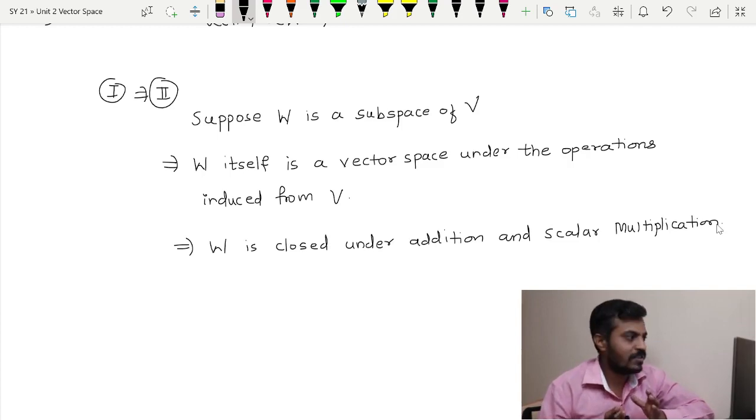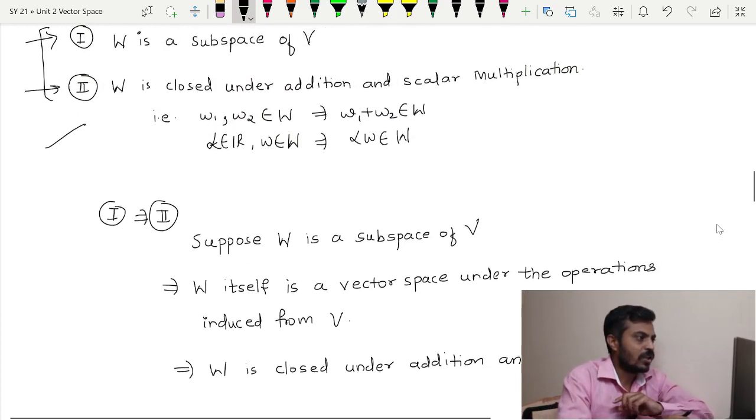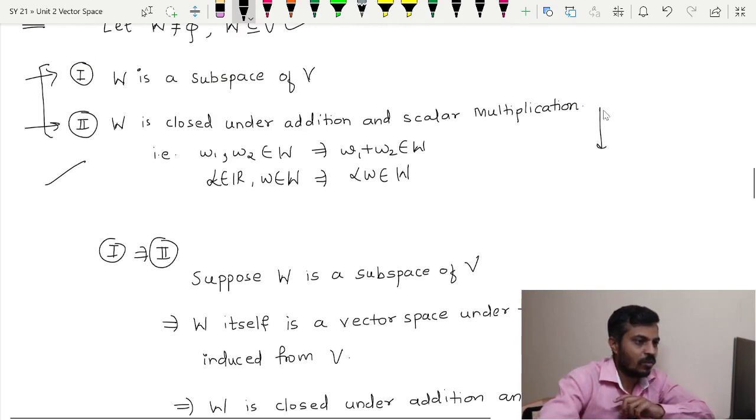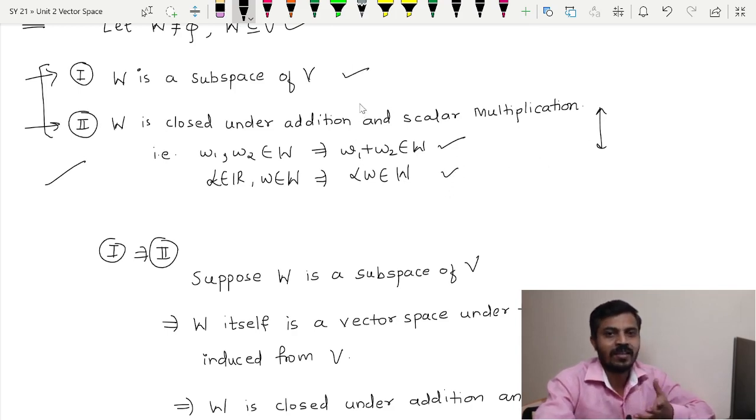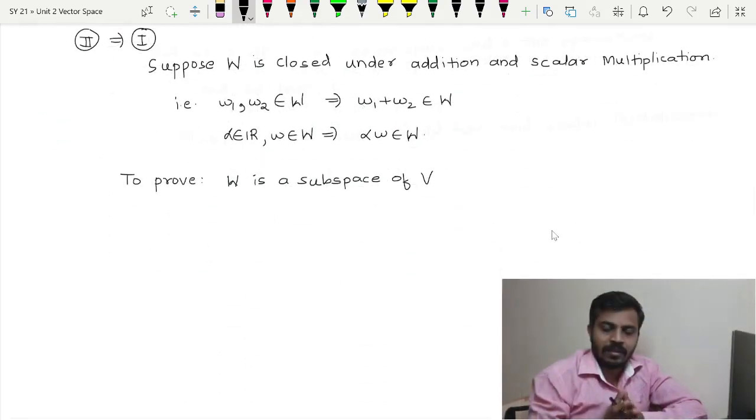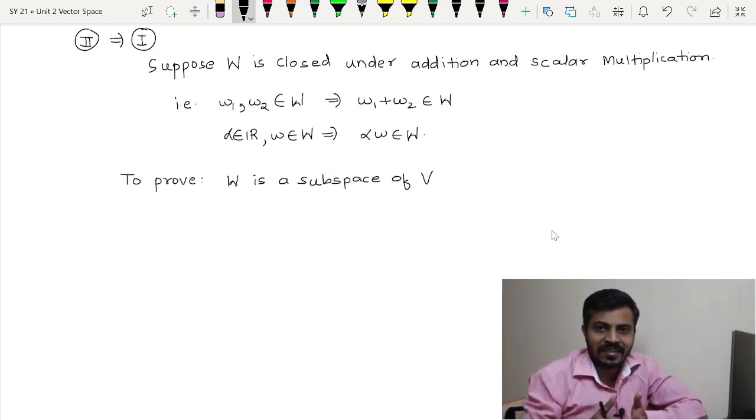Now we will move towards proving 2 implies 1. So in 2 implies 1, we are going to assume that these two conditions hold. I mean W is closed under addition and W is closed under scalar multiplication, and we will prove that W is a subspace of V. So chalo, let us begin. Now we have assumed that W is closed under addition and scalar multiplication, and we have to prove that W is a subspace of V.